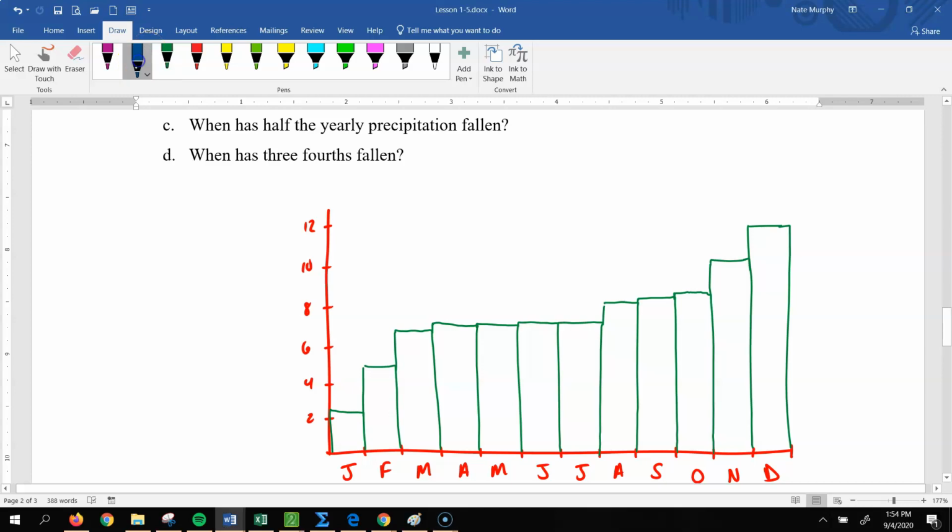Alright, let's see how you did here. So your graph should look something like what I have. It doesn't have to be exact, but it should be pretty close to what I have here. And now we can use this graph to answer these questions.